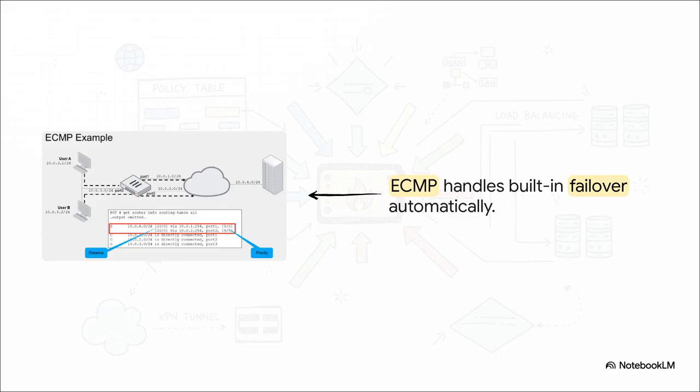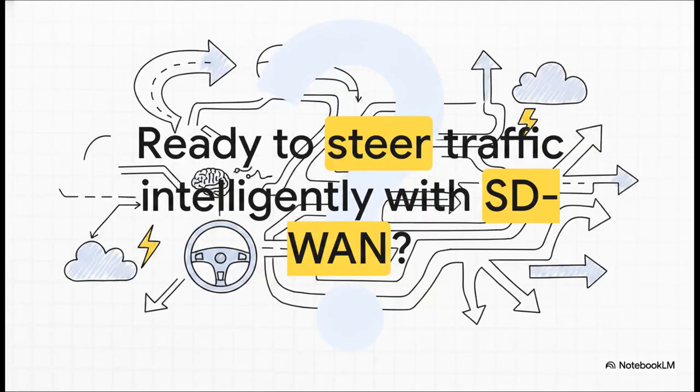And here is the real beauty of ECMP. Built-in failover. Say user A is routed out of port 1 and user B is routed out of port 2. If the connection on port 1 suddenly drops and gets removed from the routing table, FortiGate instantly and automatically reroutes user A's traffic right over to the remaining active port 2. It provides high availability and bandwidth aggregation without any complex scripting on your part. So, ECMP is an incredibly powerful tool for utilizing multiple WAN links.